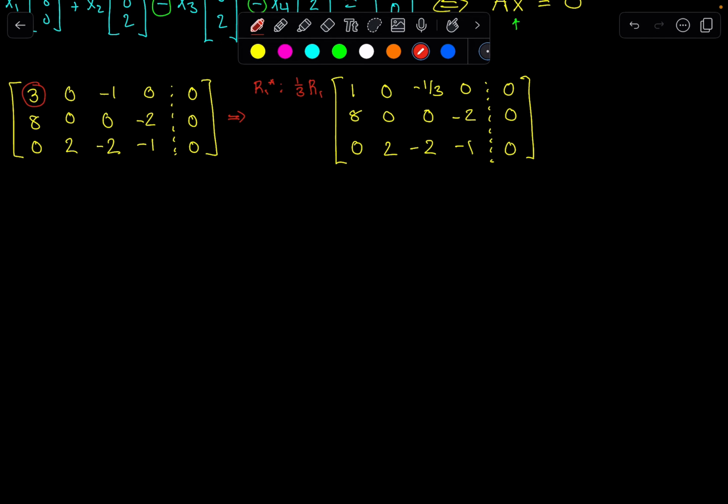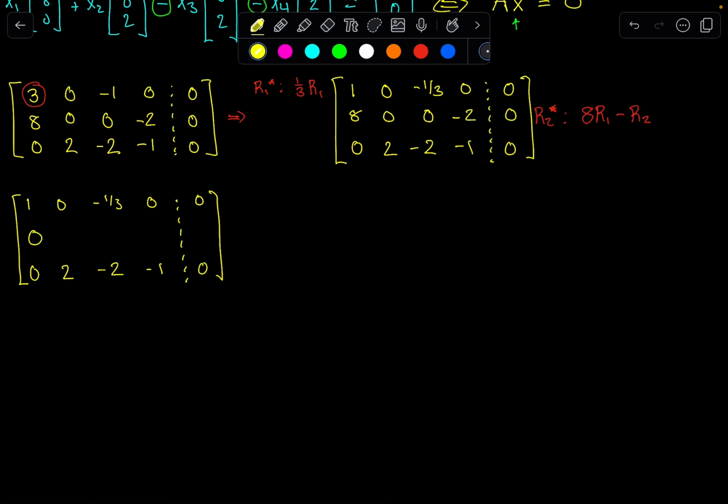Let's see, next up, what am I going to try and do? So next up, I'm probably going to get rid of this 8, and I'm going to replace the second row. What am I going to replace it with? I'm probably going to take 8 of row 1 and then subtract row 2 from it. And so let's see, what is that going to give me? So my row 1 is staying the same, 1, 0, negative 1/3, 0, 0. My row 3 is staying the same, 0, 2, negative 2, negative 1, 0. But my row 2 now, okay, this is a 0. I multiplied 0 by 8, so it's still 0.